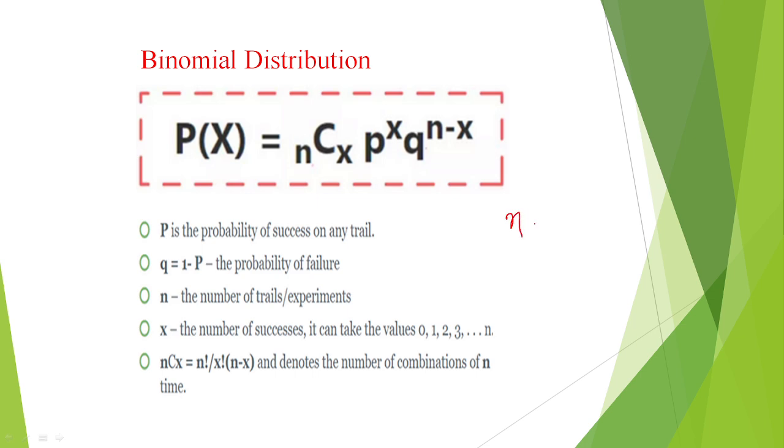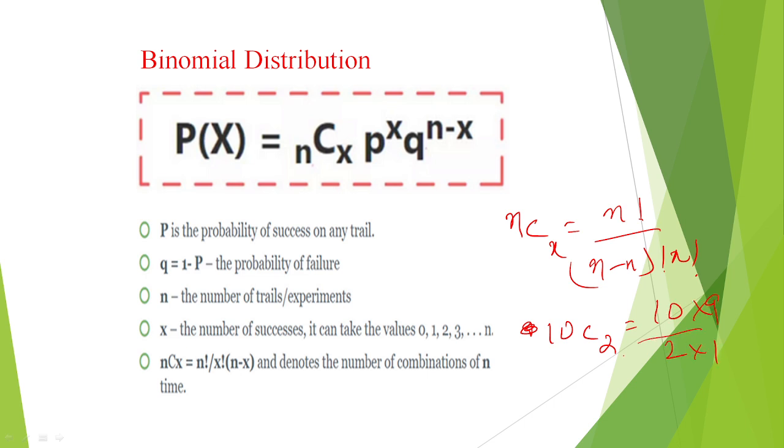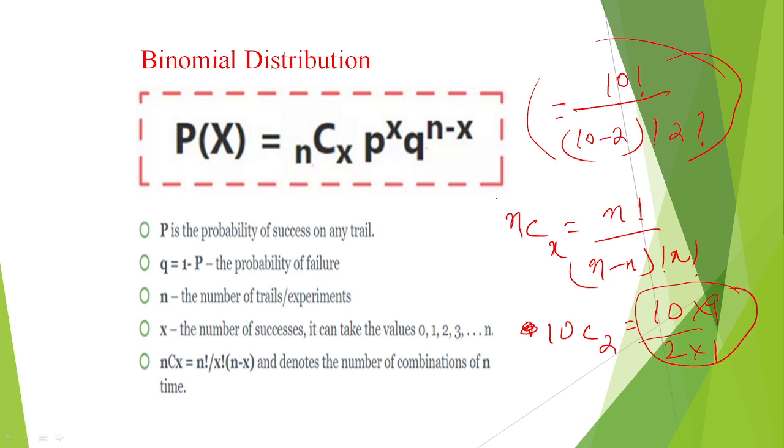One more thing, nCx can also be written as n factorial by (n minus x) factorial into x factorial. For example, if 10C2 is there, we can write it directly as 10 into 9 by 2 into 1. Also using the formula, you can write 10 factorial by (10 minus 2) factorial into 2 factorial. Both are the same.